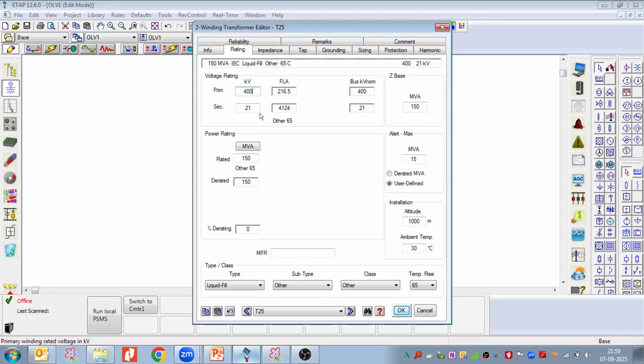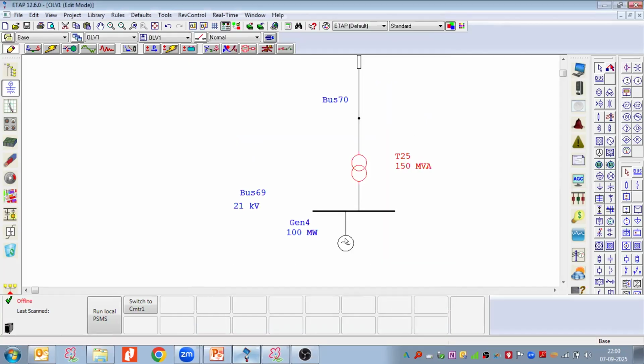It is 420, right? Yes, for 400 kV the nominal voltage is 420 kV. So if I mention 420 now, then click on OK.